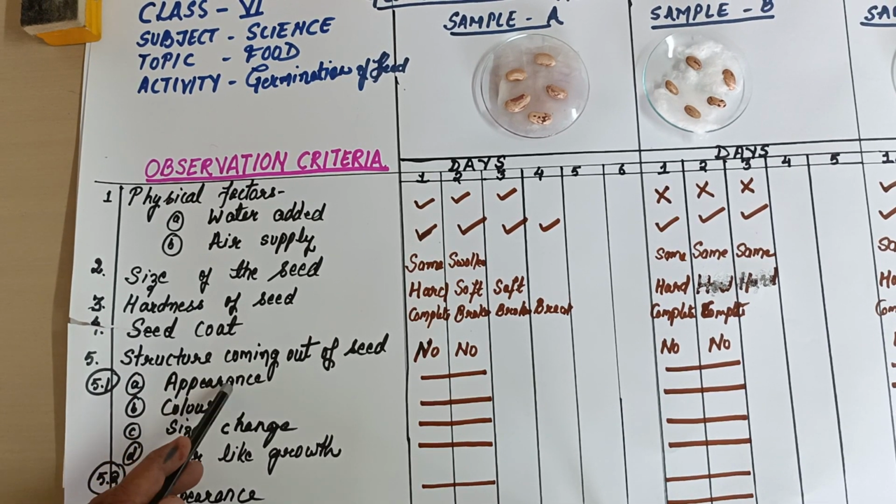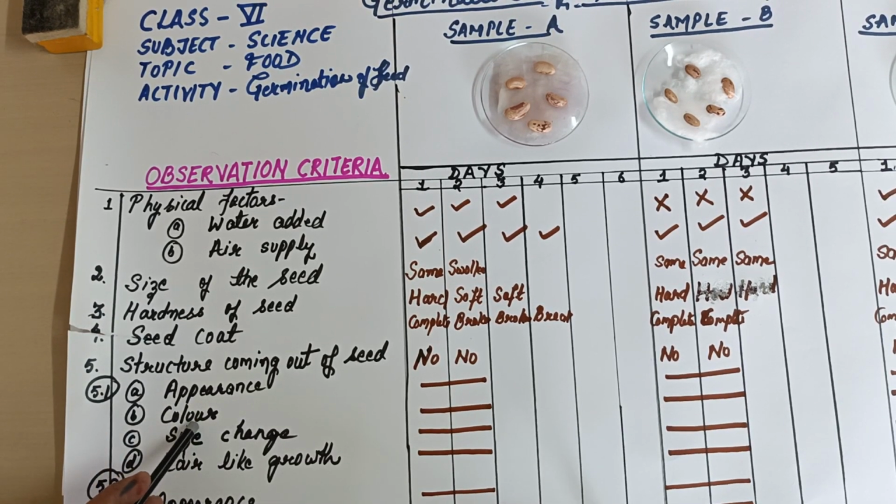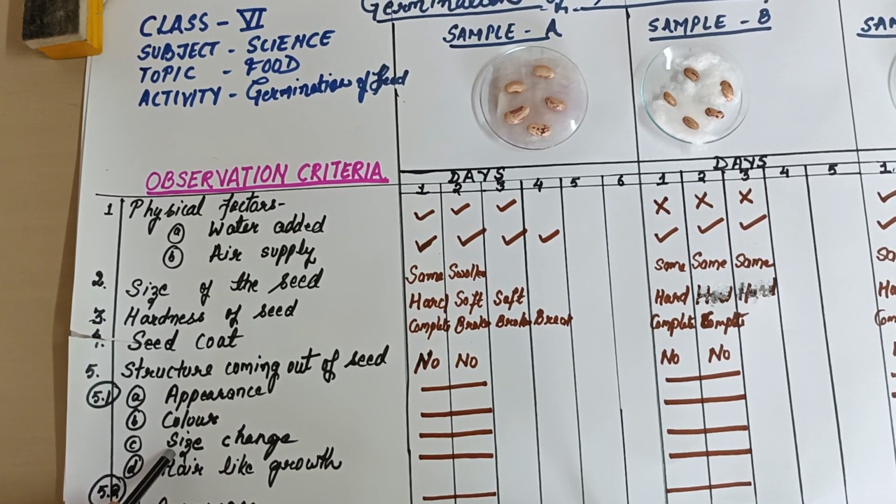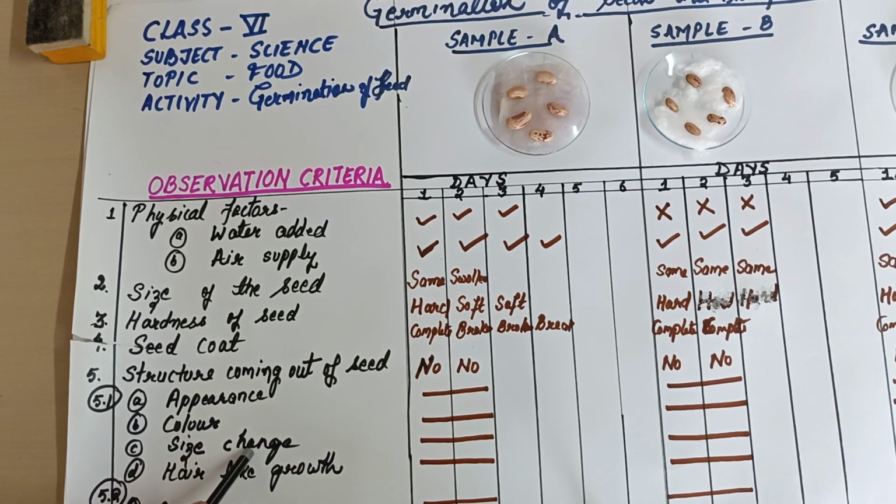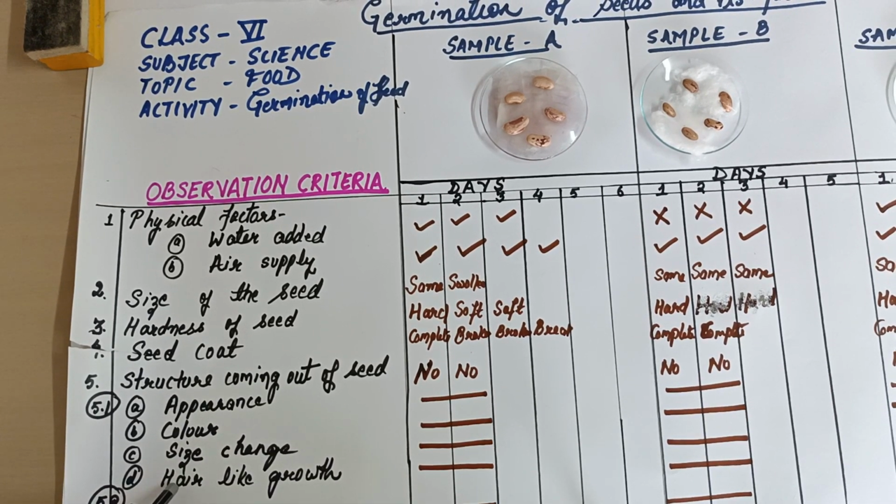First of all, when does it appear? Then what is the color? What is the size? Whether we can find out any change in the size over the time, and any hair-like growth.